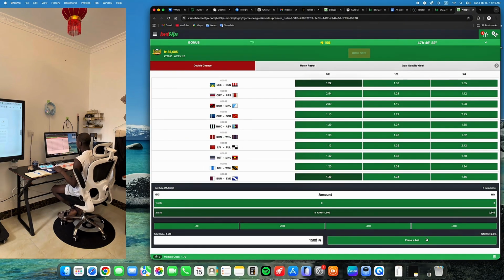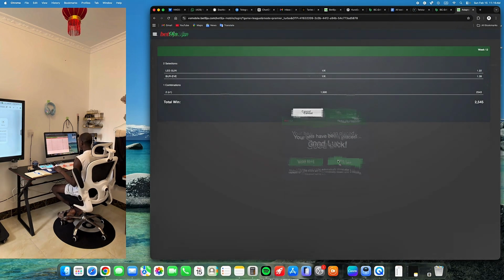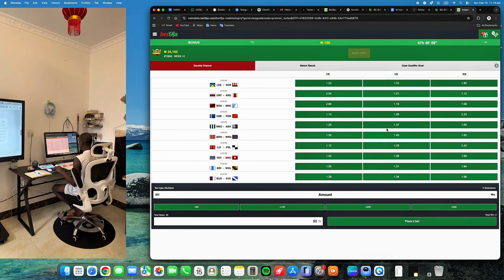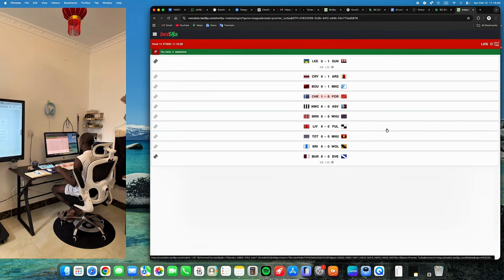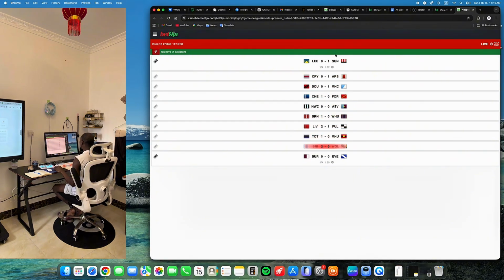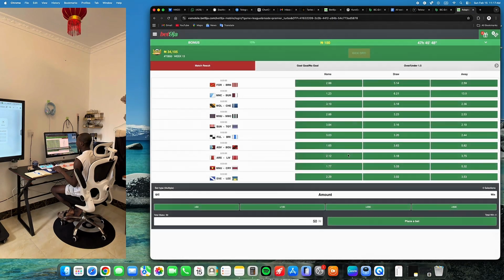So we're going with 1,500. Now with the 1,500, we'll make 2,545, even with that calculation, at least. So this time they still did not give us a bonus. There is no bonus record. Sunderland is winning already. Hey, draw. Sunderland won. Okay, so now we are losing 2,500 naira.